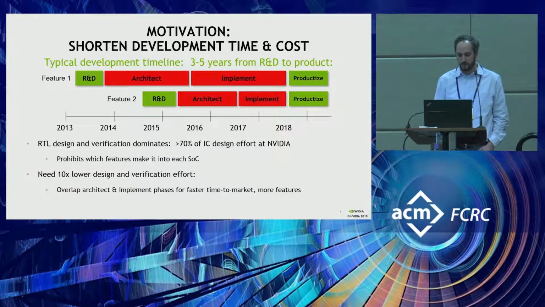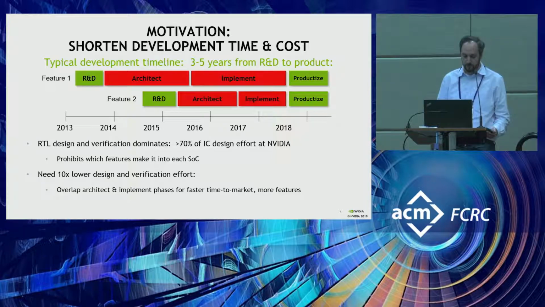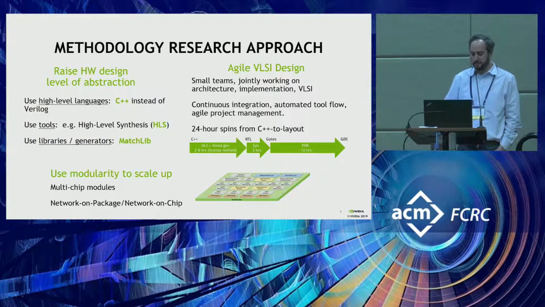And we've been working on flows related to this, as have people in academia. And we've been targeting this goal of can we reduce that RTL design and verification cost by approximately 10x. If we could do that, the way it would sort of benefit us and the market in general is allow us to kind of overlap these architecture and implementation phases to get to market faster and also add more features into our products. So how have we been trying to do this?